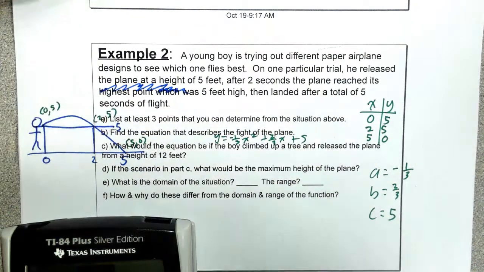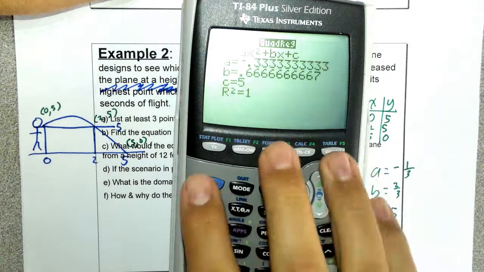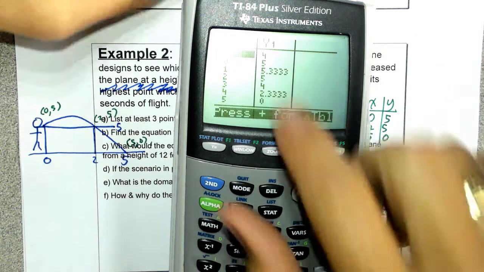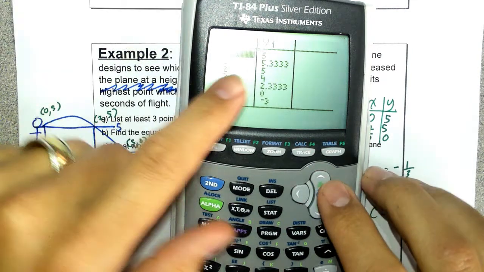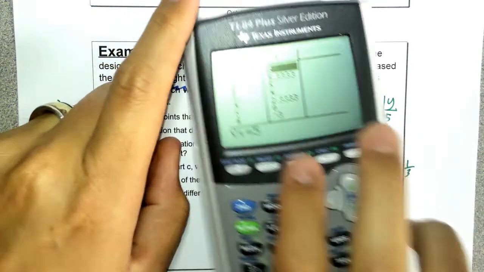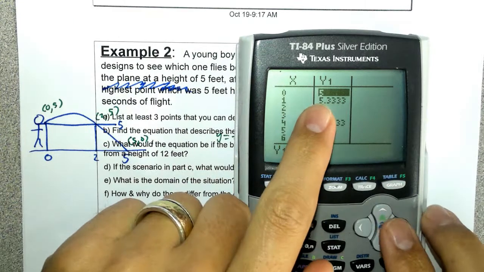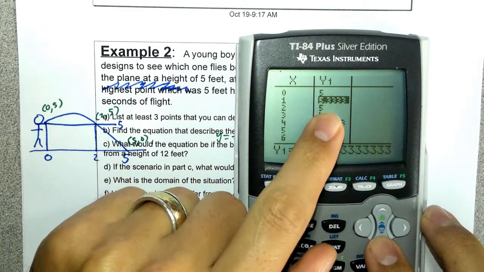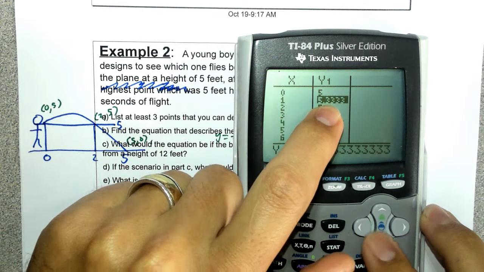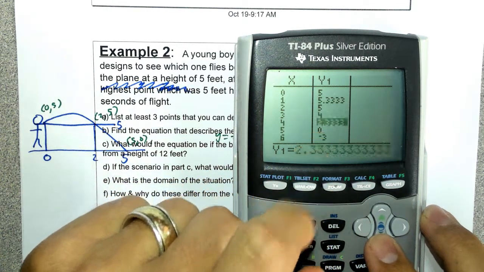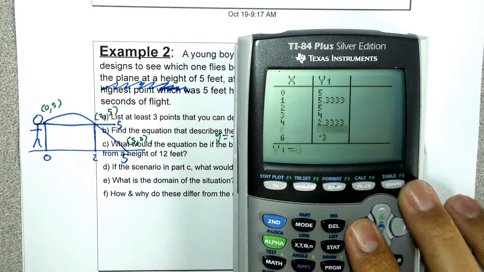Okay. And let's just look at the table. You can see in the table here, and start at 0 so we can see that. So at 0, he throws that at 5 feet. After a second, it goes all the way up. Looks like it's going to be the maximum at 5 1/3 feet. And then it starts coming down, and it's going to hit the ground back again at 5 seconds.